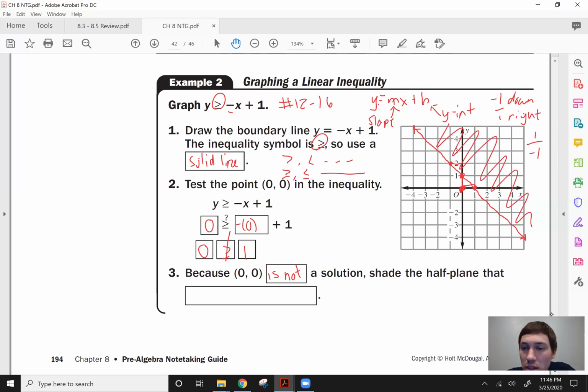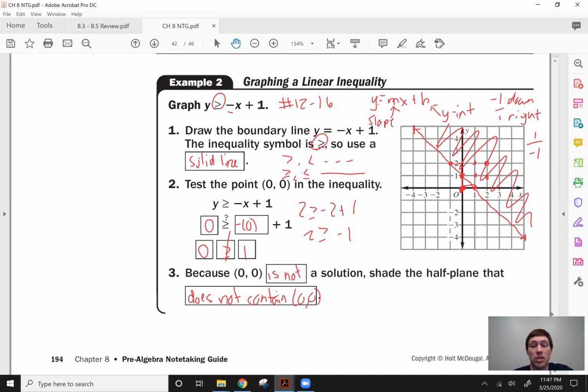So if I plugged in the point 1, 1, that would be true. If I plugged in the point 2, 1, that would be true. If I plugged in the point 1, 2, that would be true. 2, 2, all of these would be true. So for example, if I plugged in 2, 2, I'd go 2 is greater than or equal to negative 2 plus 1. 2 is greater than or equal to negative 1. Is that true? Yes. And I knew that was going to be the case because it lies within our shaded region. So shade the half plane that does not contain 0, 0. That's how you determine.